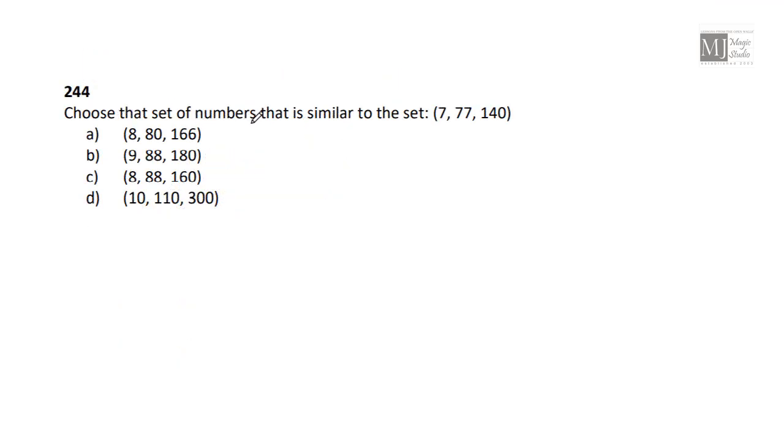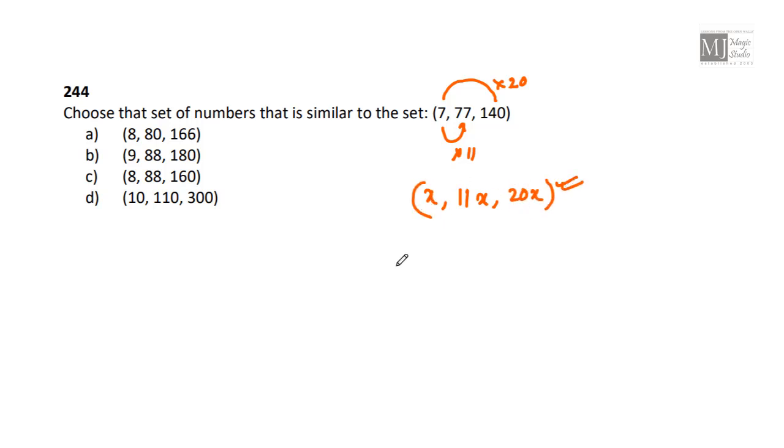Choose that set of numbers that is similar to the set 777, 140. What is the peculiar thing about these three numbers? We need to identify that, and then out of the four options find the set in which that particular characteristic is followed. If I take these two numbers, this is 11 times 7, and if I take these two numbers, this is 20 times 7. So I have x, 11x and then 20x. If this is the characteristic, let me see whether any of these options follow it.